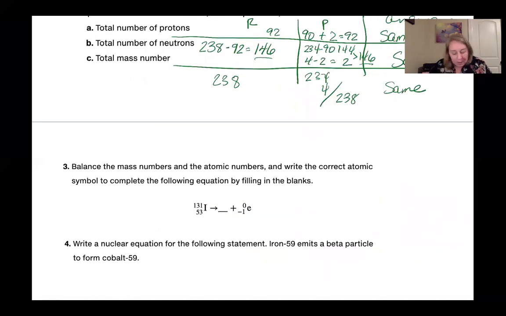Okay, balance the mass numbers and the atomic numbers and write the correct atomic symbol to complete the following equation by filling in the blanks. Okay, what I want you to see right away is this symbol right here. This tells you that is a particular kind of radiation. So this is beta decay. In beta decay, what happens? You have to go back and remember this.